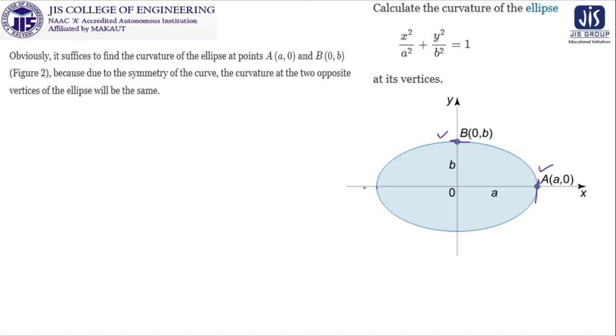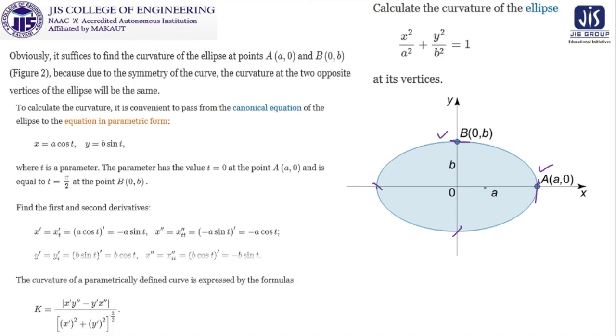Means the curvature at this point and the curvature at this point will be the same, and the curvature of this point and the curvature of this point will be the same, because the curves are symmetrical, so obviously their nature will be symmetrical. So we have to calculate this curvature, and it is given in the parametric form.